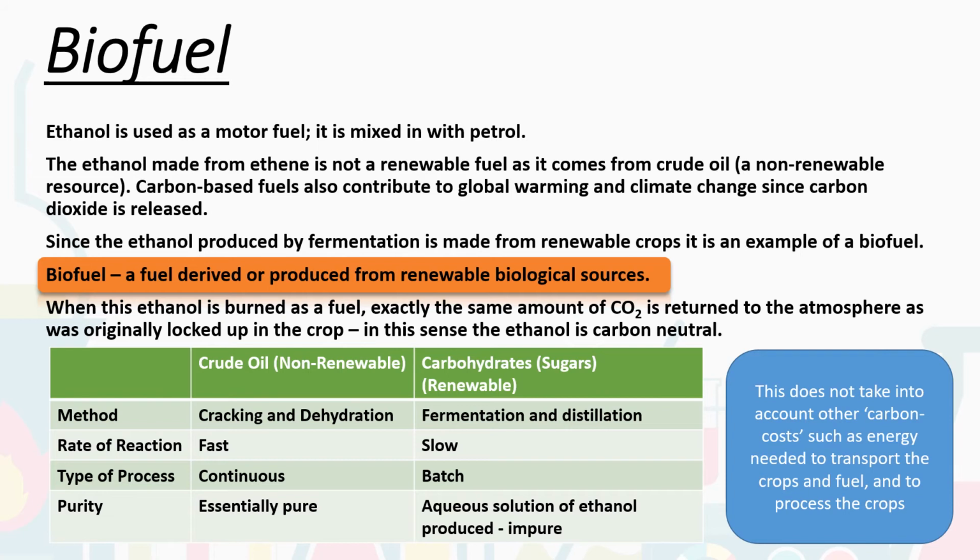However, when we use carbohydrates, the sugars in this renewable process for making ethanol, how do we make it? Well, we make it through fermentation and distillation. However, the rate of reaction is slower. We have to do it in batch process rather than continuous, so you can't make as much as quickly. And the purity of it isn't as great. It's formed as an aqueous solution of ethanol, so that's why we have to distill it. It's often impure. So while it comes from a renewable resource, there's still steps that need to be taken in terms of getting faster rates of reaction, getting the processes to be more efficient and the purity to be better.